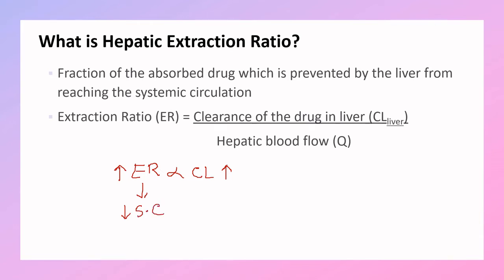Now vice versa, the extraction ratio is inversely proportional to the hepatic blood flow. That means the more the hepatic blood flow, the lesser will be the extraction ratio, and consequently more will be the drug that will ultimately reach the systemic circulation.